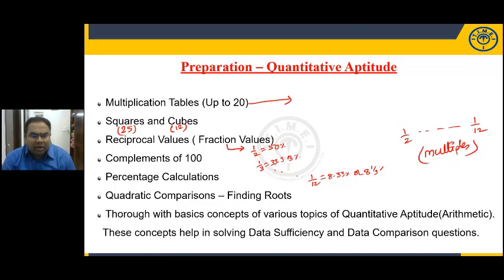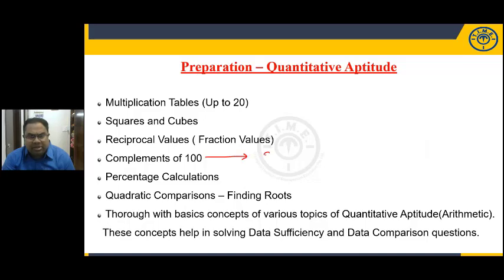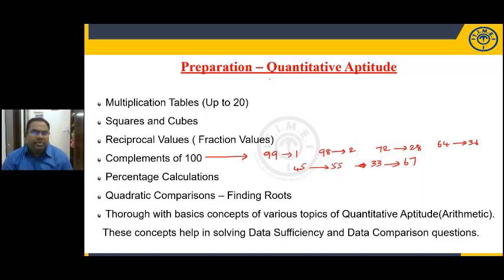Now, you have to be good at your percentage calculations. Let me complete complements first. Complements of 100 means how much I should add to get to the nearest 100. 99, complement 1. 98, what's the complement? 2. 72, complement 28. 64, complement 36. 45, complement 55. If I ask you the complement of 33, don't say 77, it is 67. So complements of 100, reciprocal values.